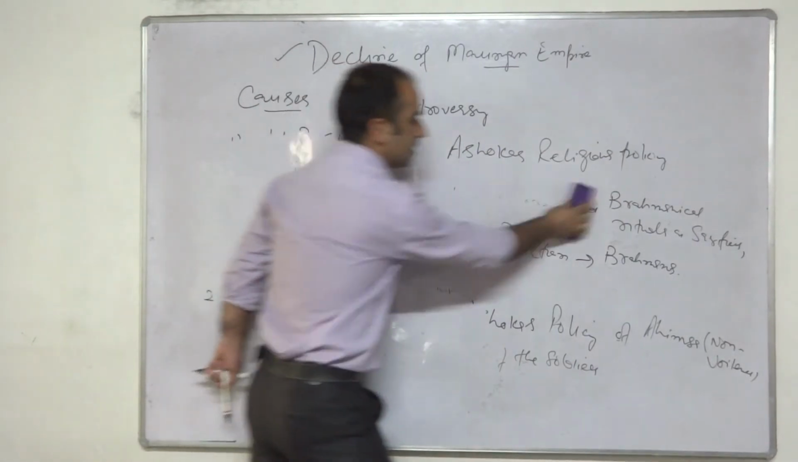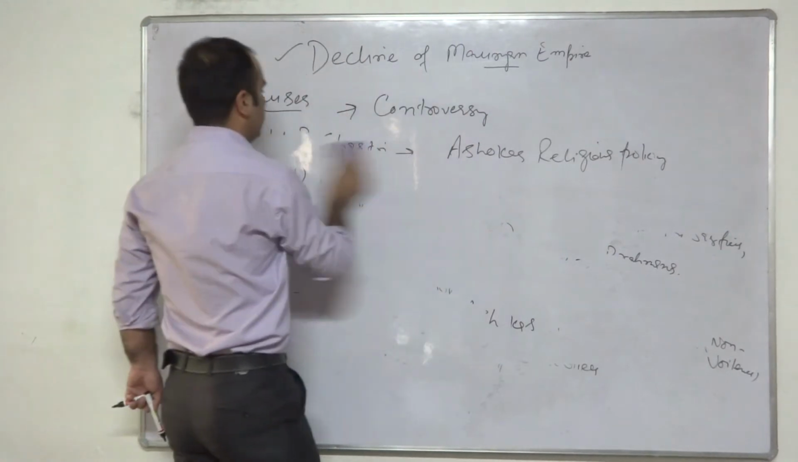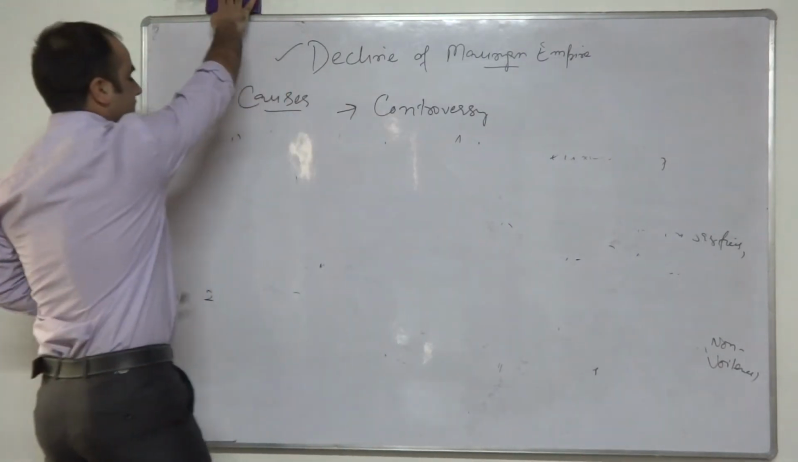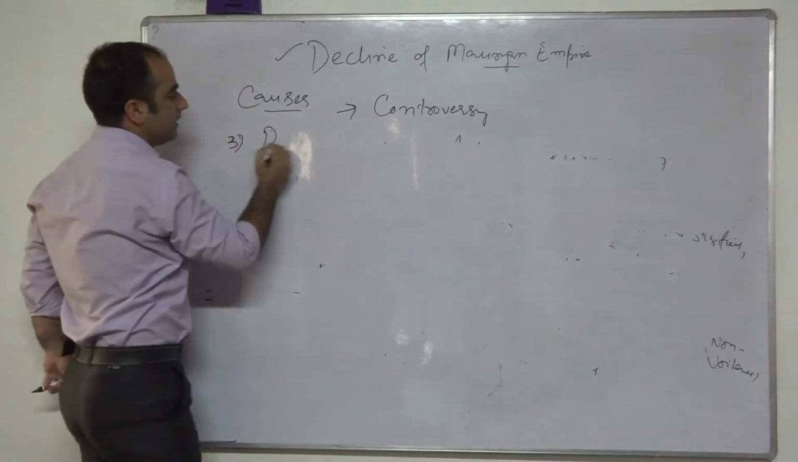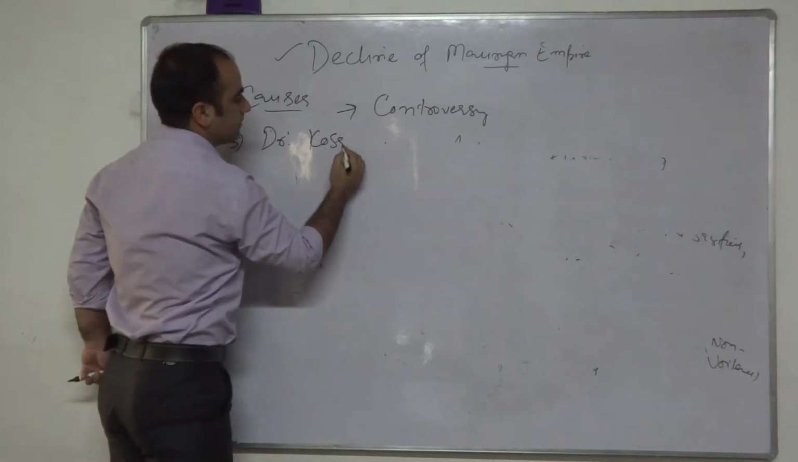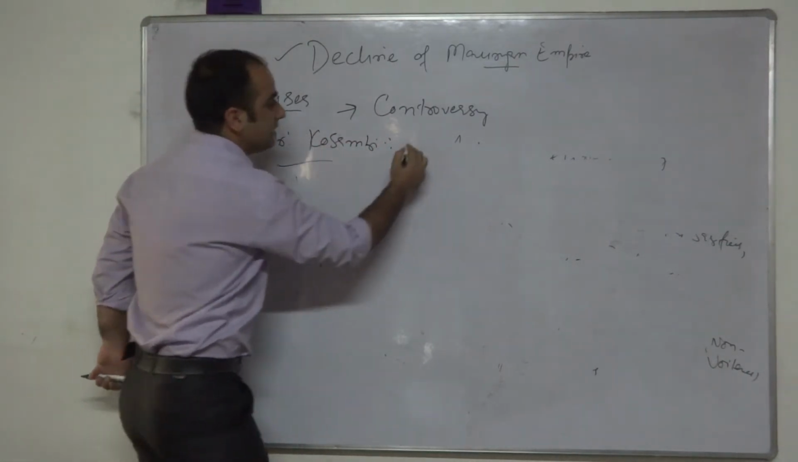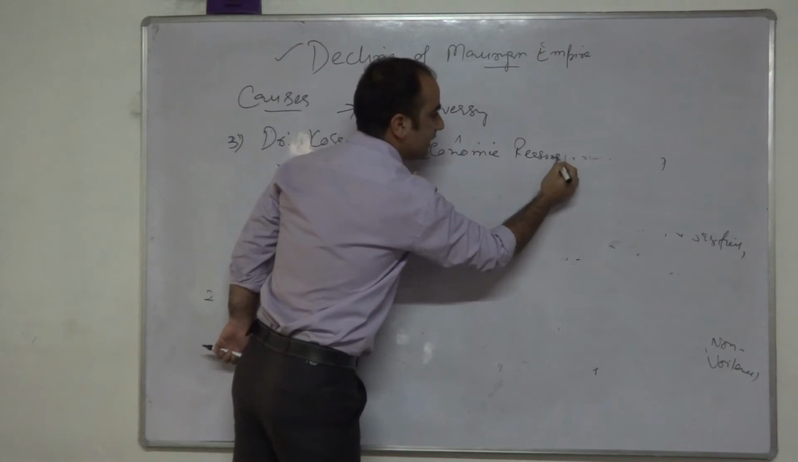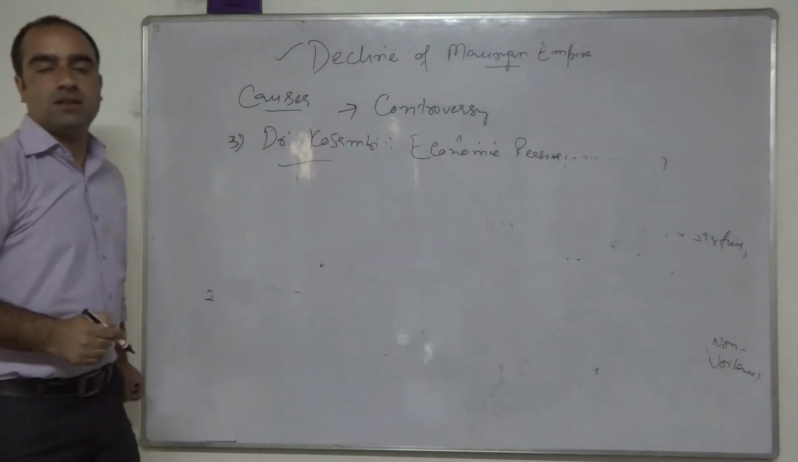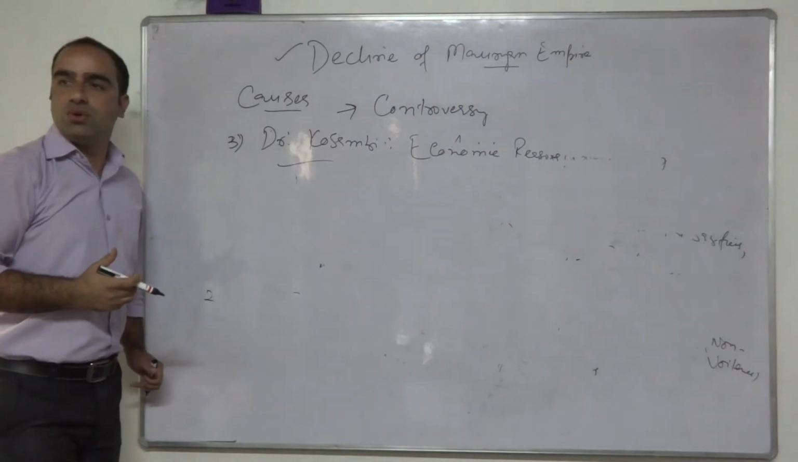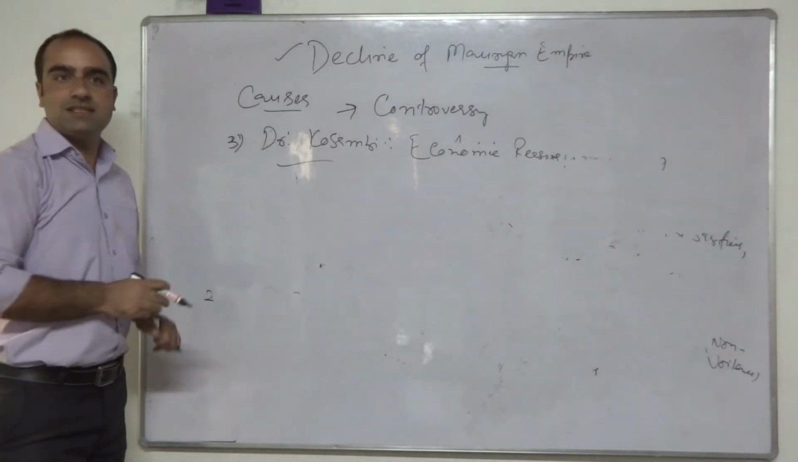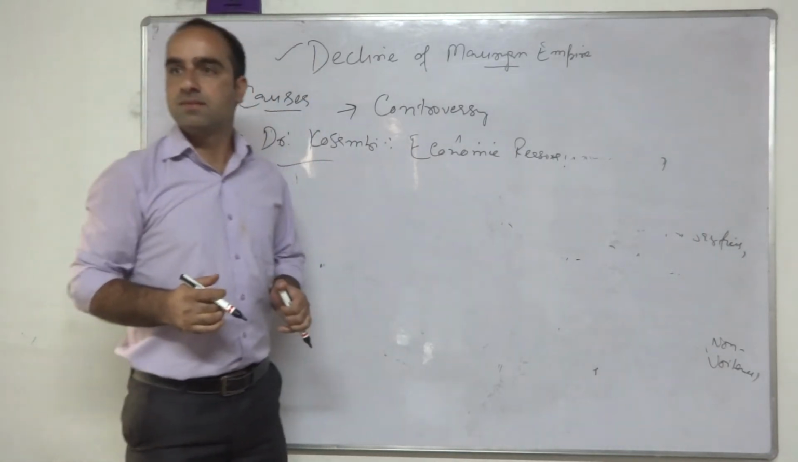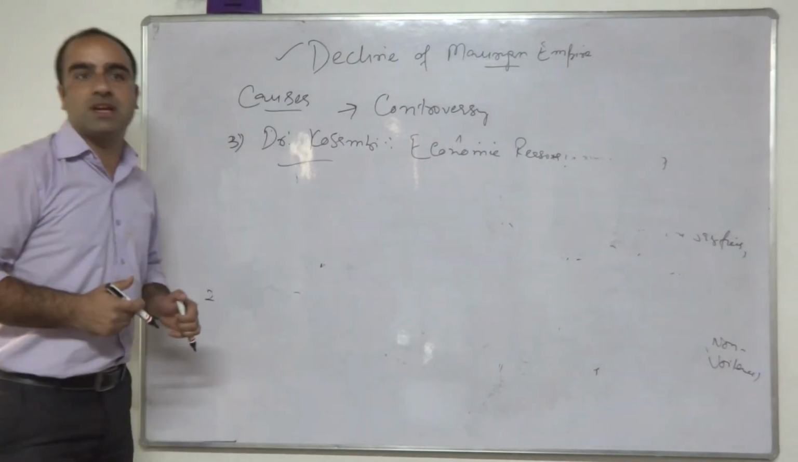Then again we have another historian. His name is Dr. D.D. Kosambi. Let's give it a third viewpoint. Dr. Kosambi is saying that there were economic reasons which led to the decline of the Mauryan dynasty. The Mauryan dynasty was a huge dynasty in size. They kept a huge army and a huge centralized bureaucracy without actually trying to improve the economic conditions of the dynasty.